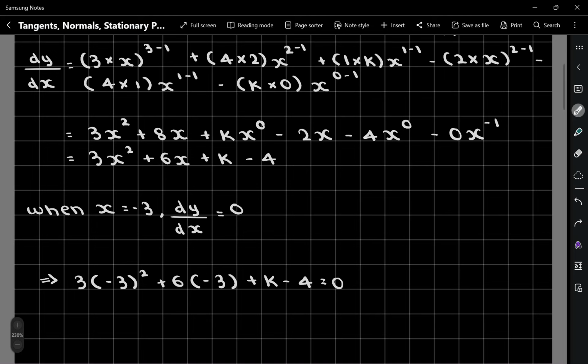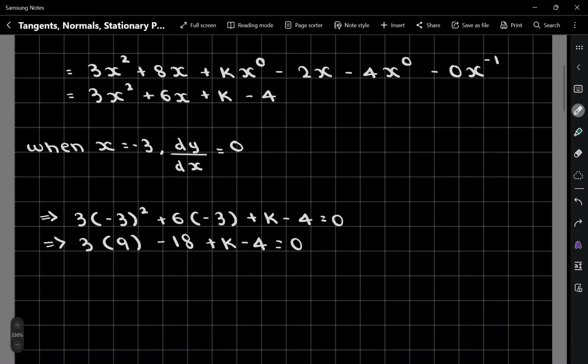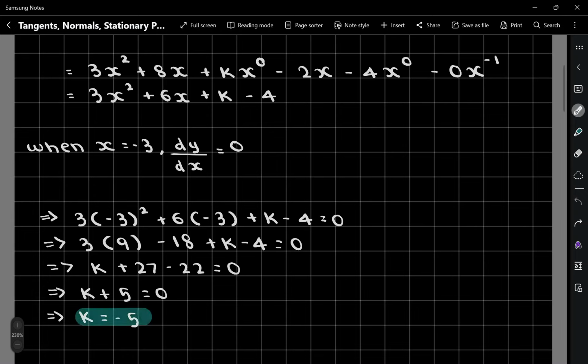So that's going to give us 3 times (minus 3) squared plus 6 times minus 3 plus k minus 4 is equal to 0. And simplifying that will give us 3 times 9 minus 18 plus k minus 4 is equal to 0, which gives us k plus 27 minus 22 is equal to 0, which gives us k plus 5 is equal to 0, which gives us k is equal to minus 5. And that is our answer.